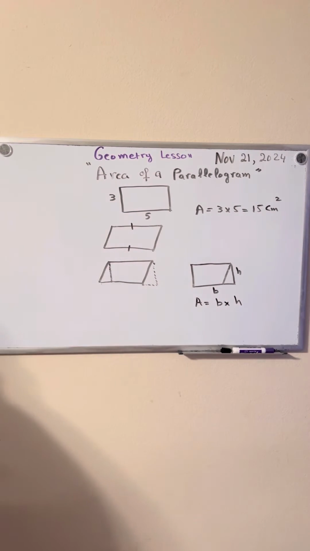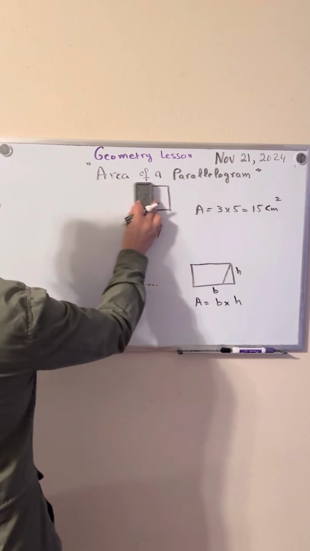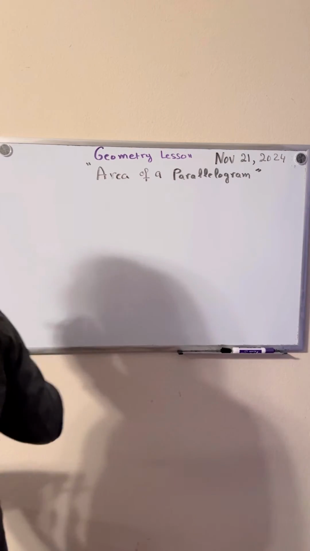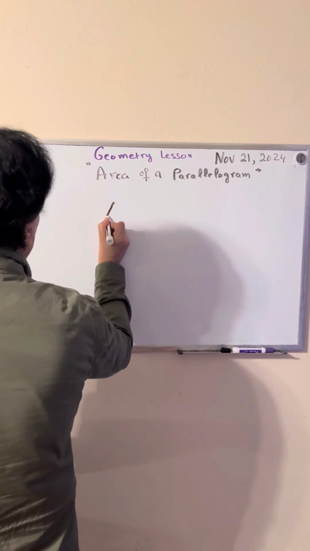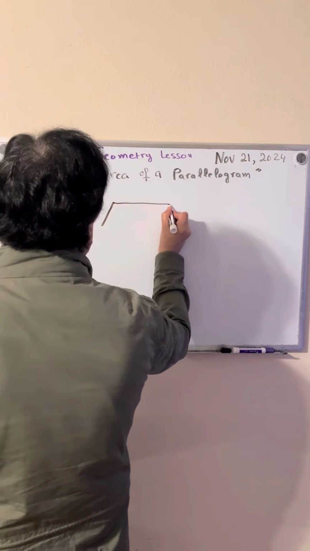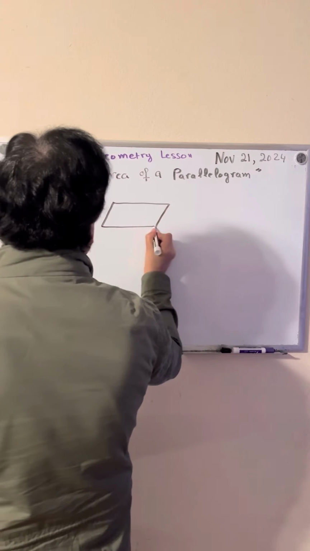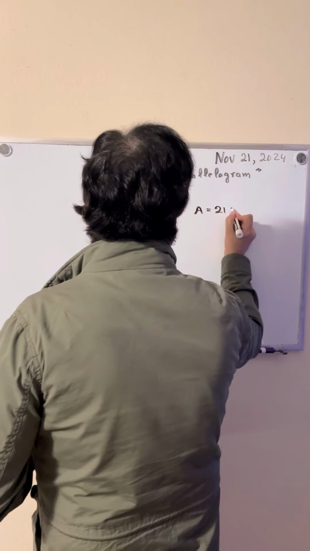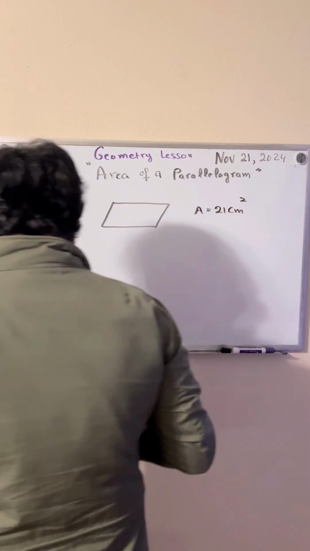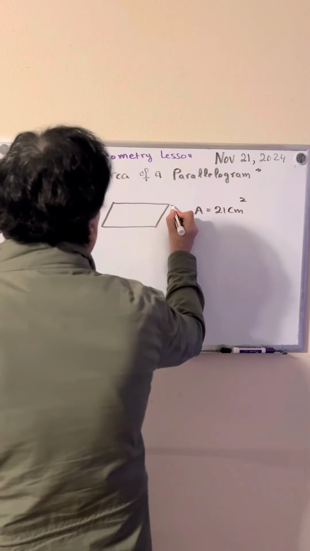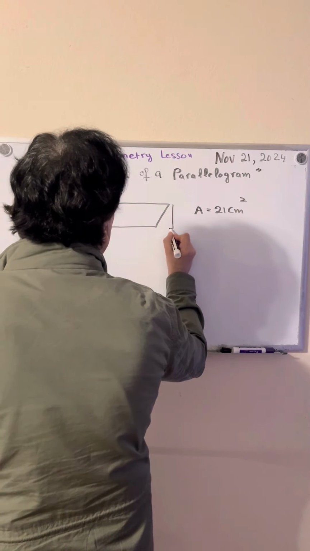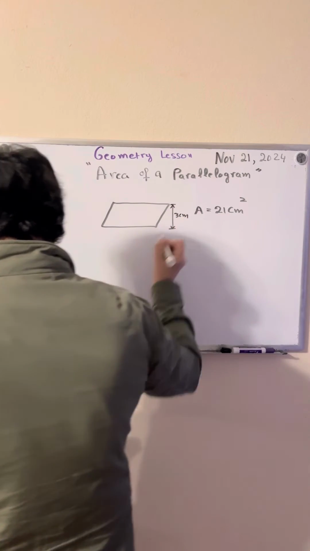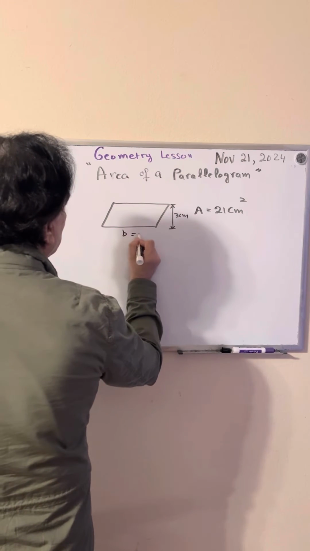Another question for you guys. Let me go ahead and erase that real quick. Let's say you have a parallelogram right here, and the area of this parallelogram is given, which is 21 centimeter square. And the height is given as 3 centimeter. They want you to find the base. So how would you find the base?